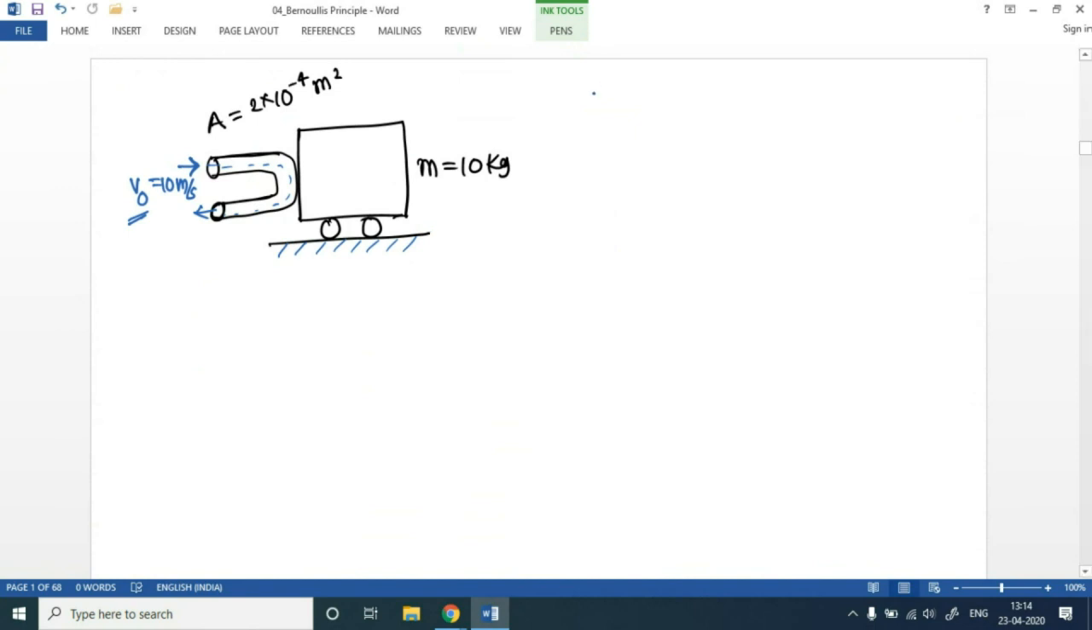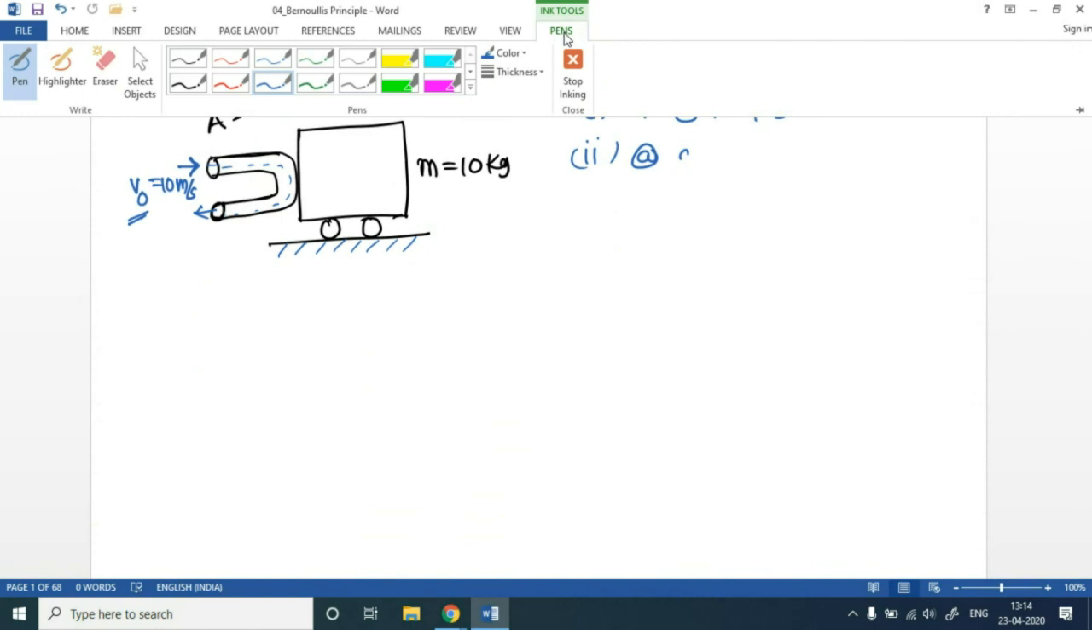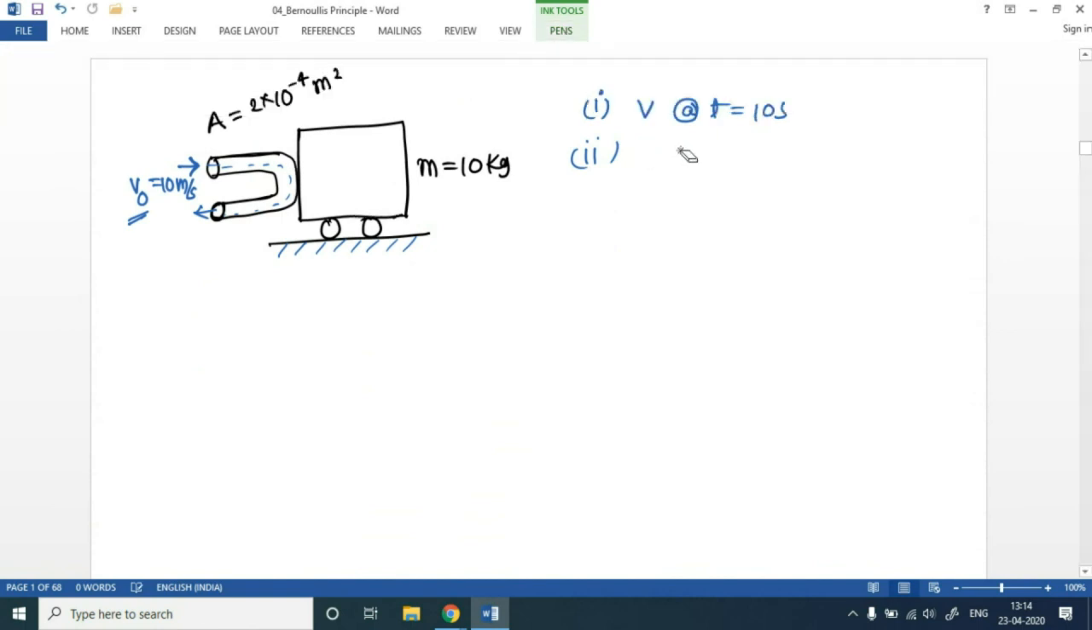Like for example, the first thing we wish to find out is what would be the velocity of this cart or trolley at t equal to 10 seconds, for instance. And the second thing we wish to find out is what would be the acceleration of this trolley at, say, t equal to 10 seconds only.